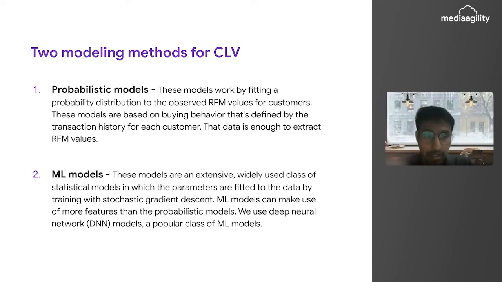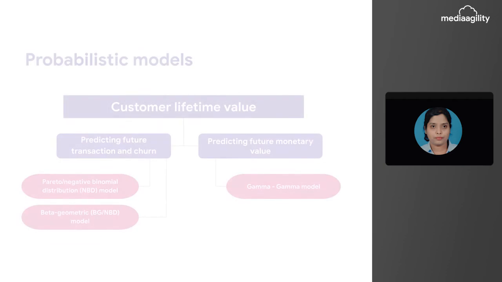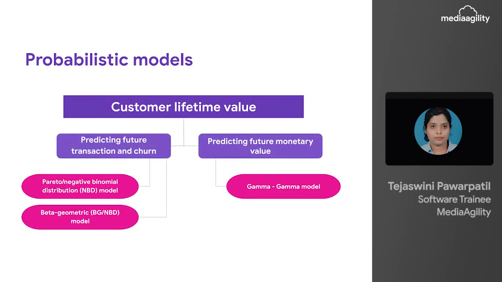So there are two models that we are using for calculating the CLV. One is a probabilistic model, and one is the ML model. Right now we are focusing on the probabilistic model. In the probabilistic model, we try to fit a distribution for the RFM values. The distribution is like the beta geometric distribution or the Pareto NBD distribution.